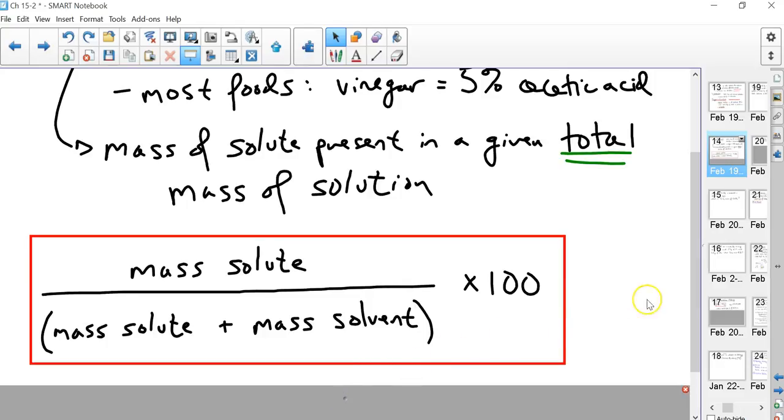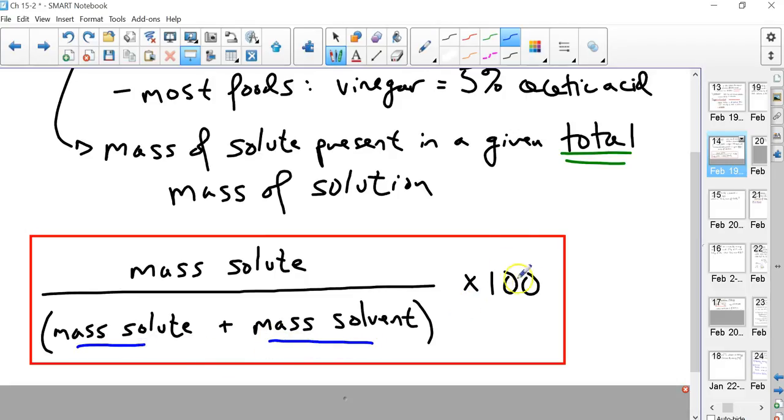So it might look something like this. Here's a red box formula. You got to know how to do this, right? Mass of solute divided by total mass of solution. Remember, the solution contains two parts, so total mass of solution will include the mass of the solute and the mass of the solvent. And of course times 100 because we're talking about a percent. So let's do a couple of examples of this.